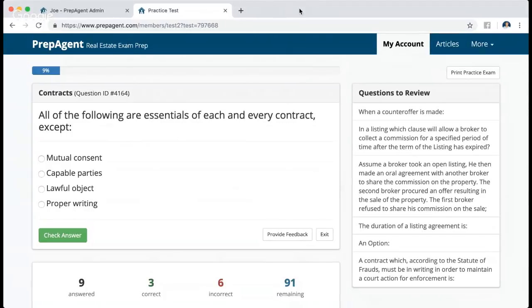All right, here we go. All of the following are essentials of each and every contract except A, mutual consent, B, capable parties, C, lawful object, or D, proper writing.